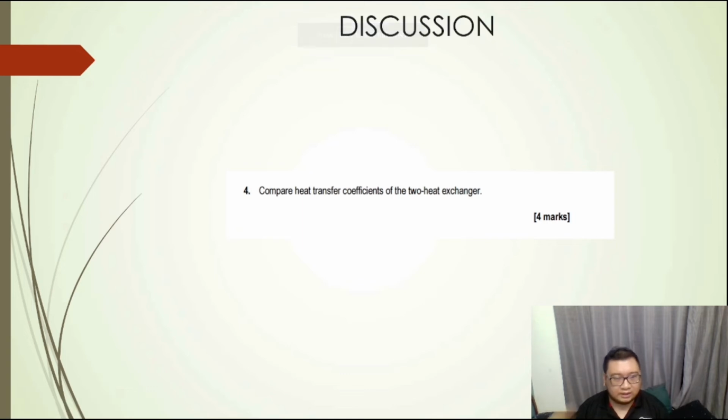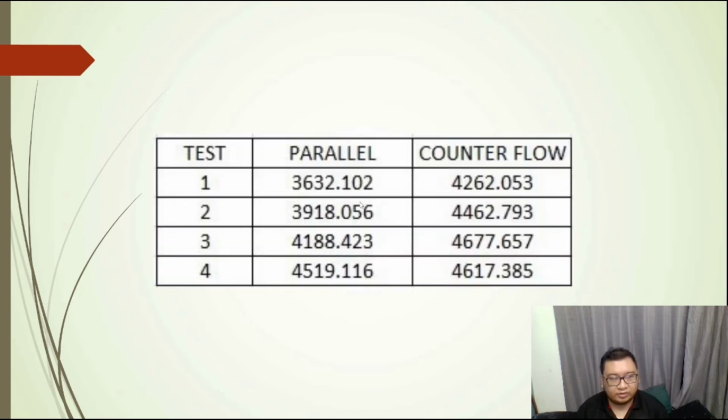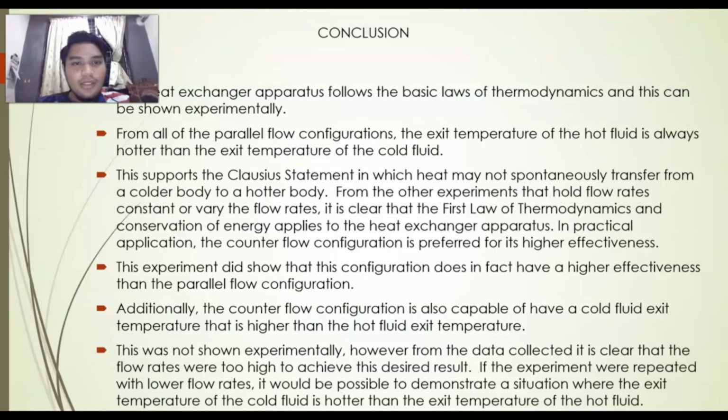Okay. For discussion number 4, compare heat transfer coefficient of the two heat exchangers. So, for the first test, the value of the counter flow, which is 4262.053, is more than the parallel value, which is 3632.102. As for the second test, the value of the counter flow is more than the value of the parallel flow. As for test 3 and test 4, they also show exactly the same situation, whereas the value of the counter flow is more than the value of the parallel flow.